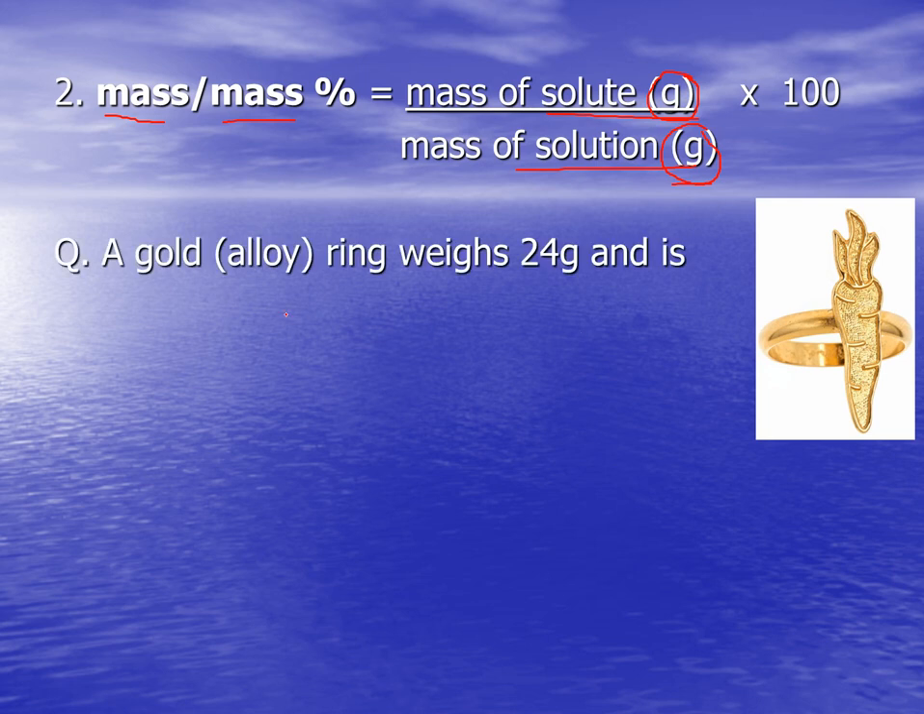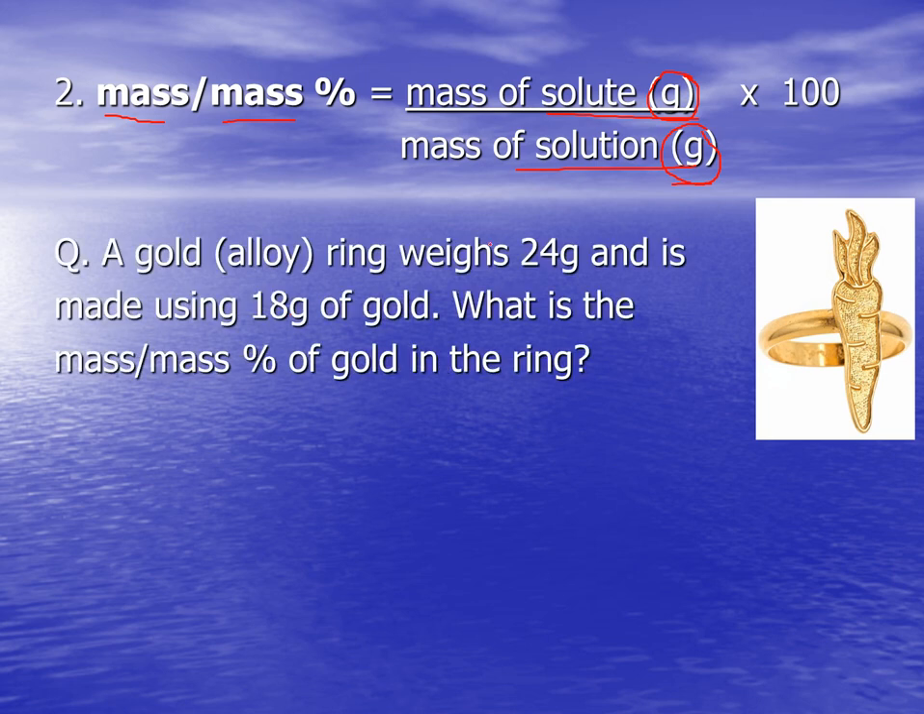So for example, let's say you had a ring and it weighed 24 grams and it was made using 18 grams of gold, and the rest, the difference, would be made up of other metals that would give the gold maybe more strength and make it a lot cheaper to make. So anyways, 18 grams of gold in a 24 gram ring. What is the percent gold in the ring? And this is a mass calculation.